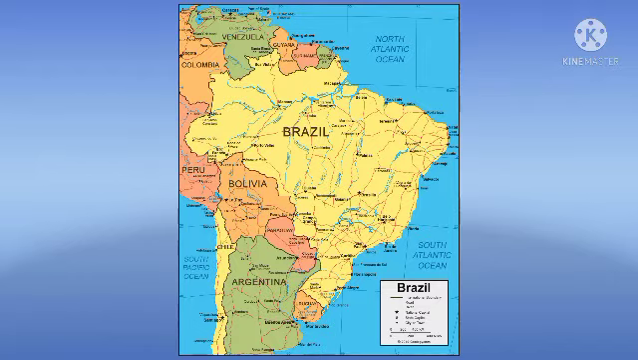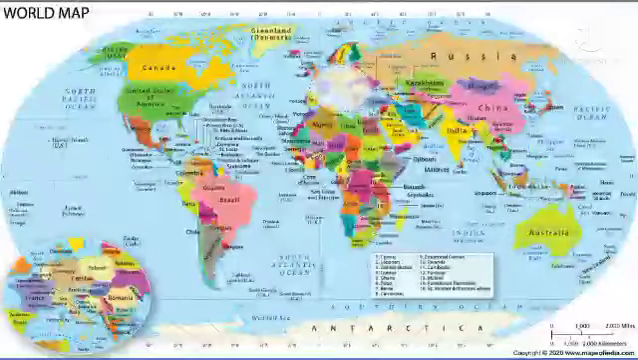The capital of Brazil is Brasilia. Venezuela, Colombia, Guyana, French Guiana, Peru, Bolivia, Argentina, Uruguay, and other countries are the neighboring countries of Brazil. So this is how we have compared India and Brazil extent-wise.